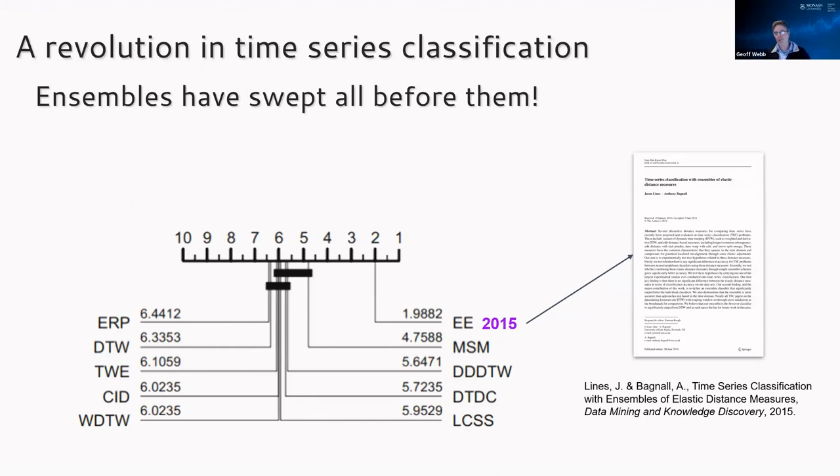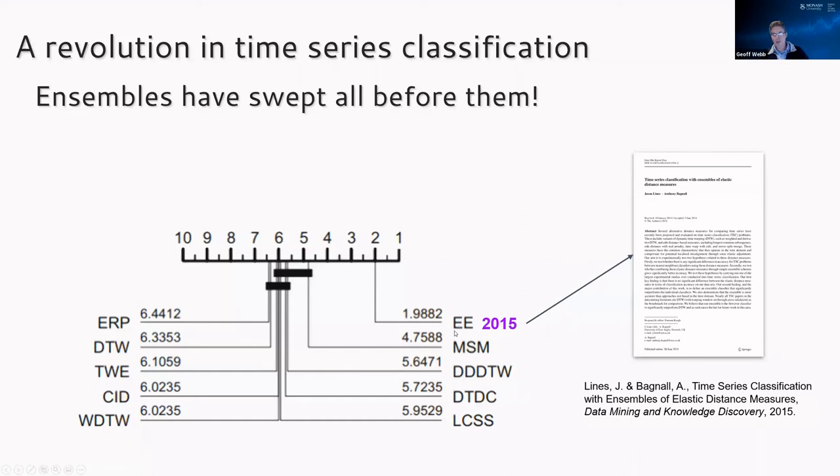And then there was a revolution. The revolution was the introduction of ensemble techniques. Many of you will be familiar with the idea of ensemble techniques. Instead of using a single classifier, you take many classifiers, apply them all to your task, and then in some way combine their multiple predictions to produce a single prediction.